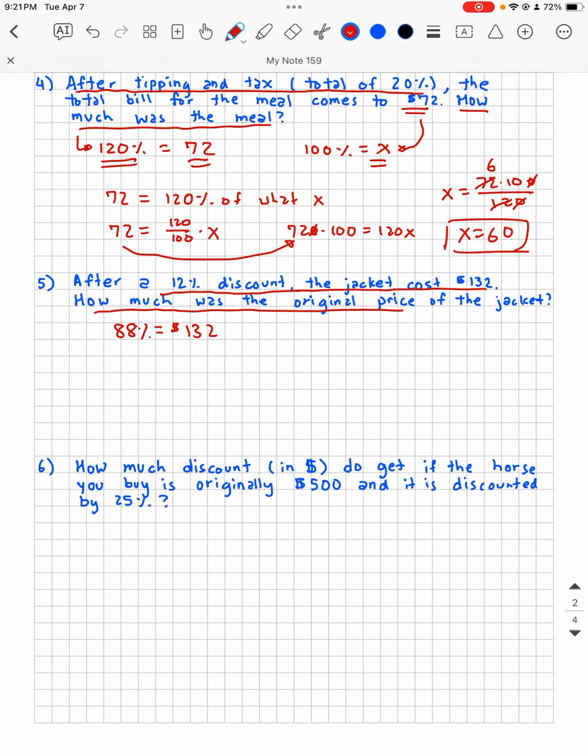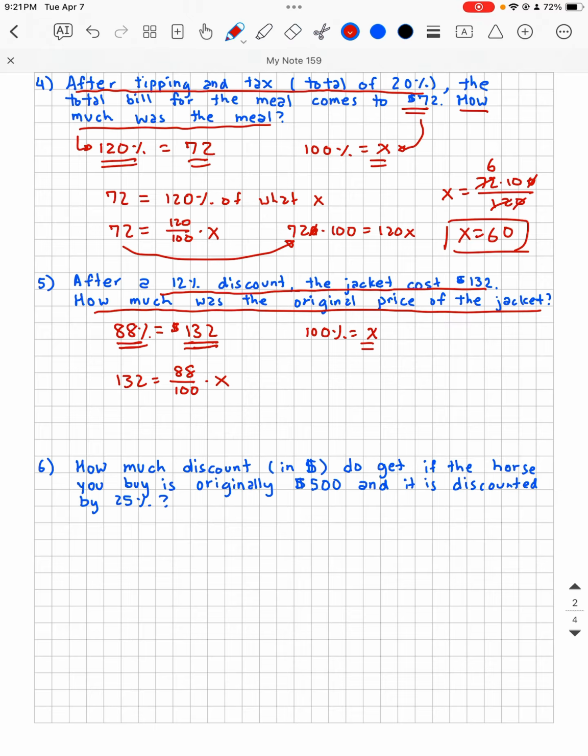I want to find out, just like before, what is the original price of the jacket. So once again, at 100%, what is the value that is supposed to be there? So same as before, right? 132 is equal to 88% of what number? Take all of these problems and basically just rewrite it in a form that looks or sounds a little bit more familiar. Repeat it one more time. 132 is 88% of what number?